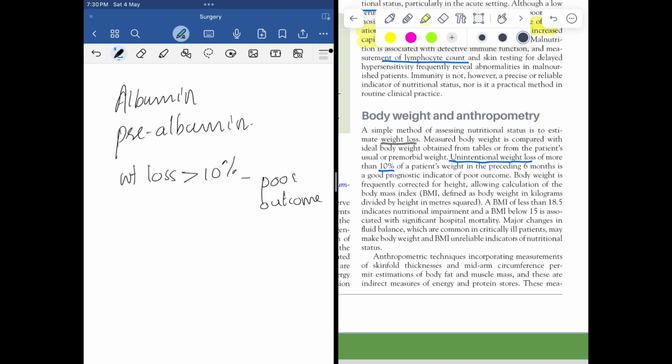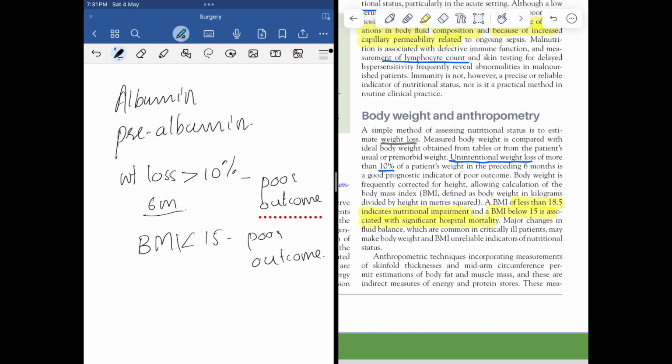Also, we can check the BMI. BMI less than 18.5 means nutritional impairment, and below 15 it is associated with significant hospital mortality. So we can say BMI less than 15 is also associated with poor outcome. All right. So weight loss is over 6 months that we are taking.